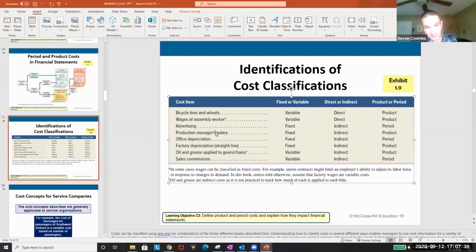Because if it said he was supervising someone, or if he was supervising multiple different production lines, it would be more potentially a period cost. But he's saying he's in charge of that specific production, so we can assume those goods couldn't be created unless he was there. So that's the thought. If we have an accountant and he isn't there, those goods are still going to get created. But if he's in charge of that specific line, well, we can assume it's the product cost.